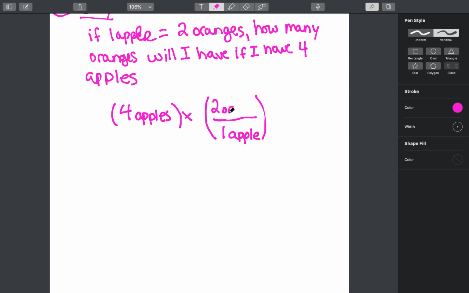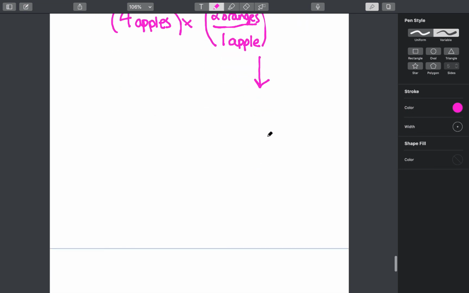2 oranges. Because if you think about it this way, if we translate it into a fraction, this translates into 4 apples times 2 oranges over 1 apple.